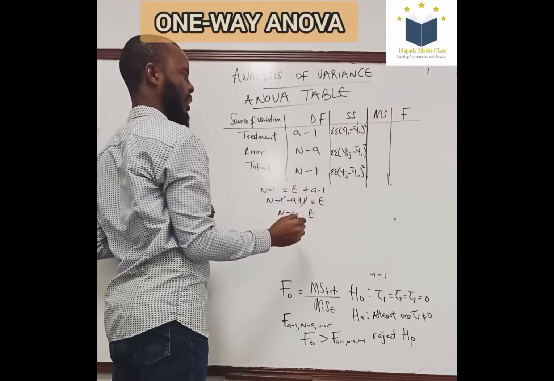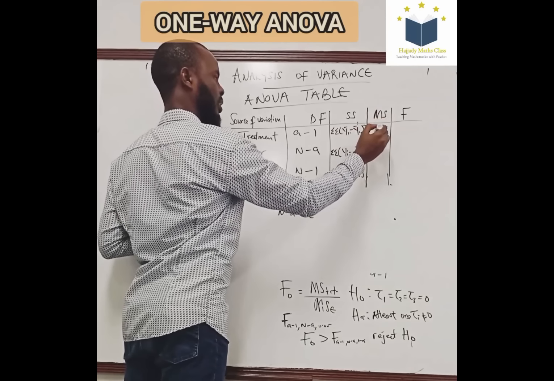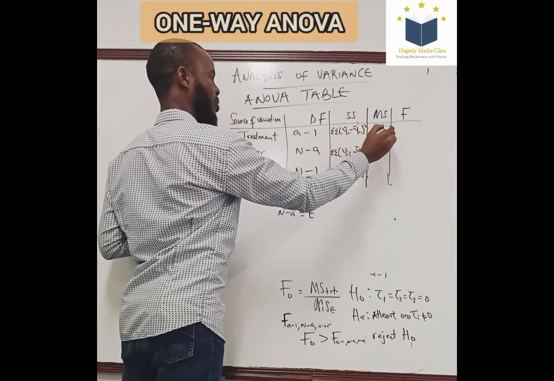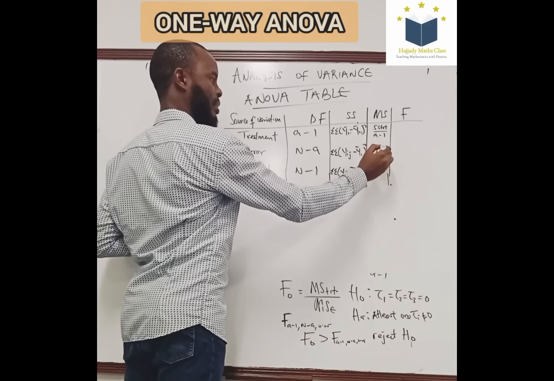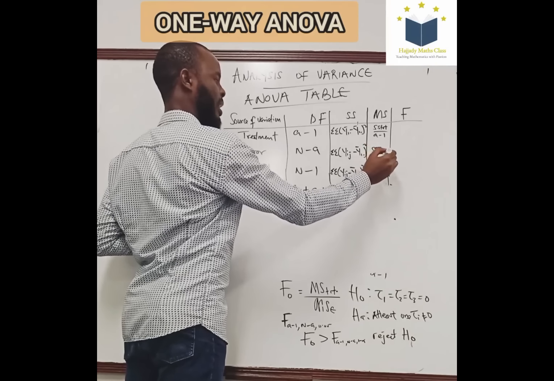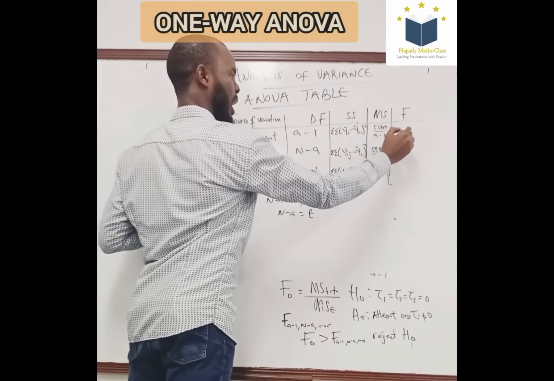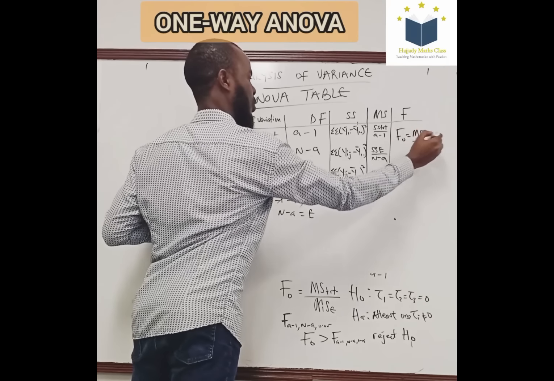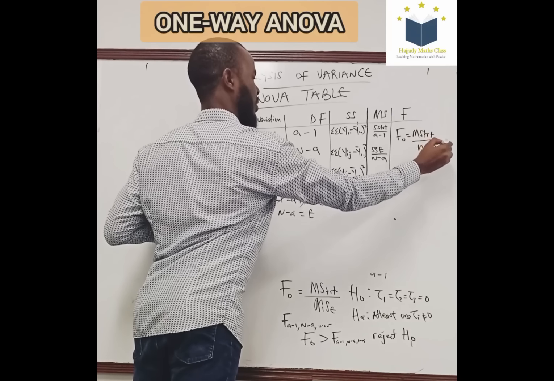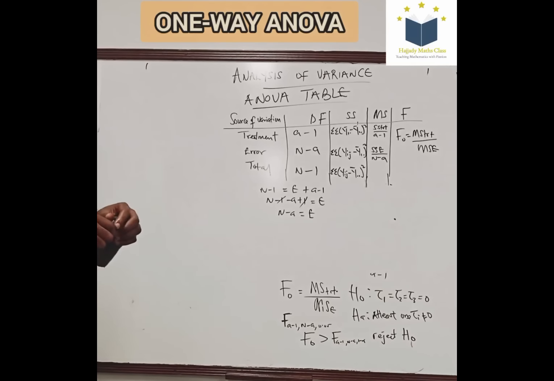And your mean square is the same thing as SS treatment over A minus 1. For the error, SS error over N minus A. And for your F value, your F is the same thing as MS treatment over MS error. That's all. Then you are done.